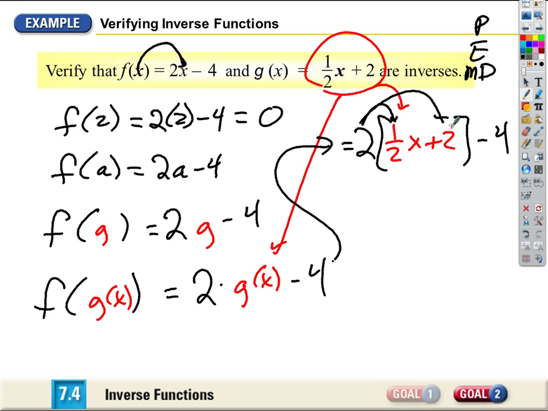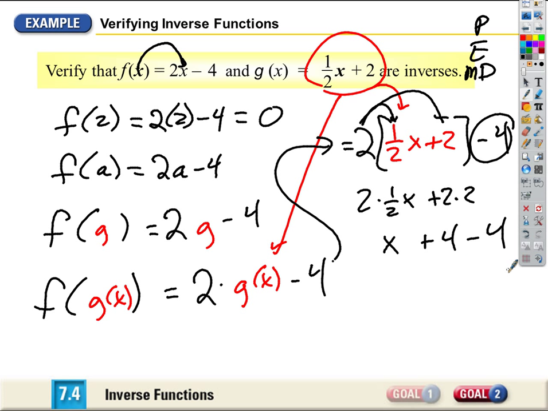So what's 2 times 1/2 x? That's just x, isn't it? 2 times 1/2 becomes 1, so that's just x. Plus 2 times 2. Okay. Good. So I get x plus 4, and then I get this minus 4 at the end. X plus 4 minus 4 is? Yeah, those cancel, don't they? So I just get x. Yeah, so we got it. So f of g of x equaled x, right?